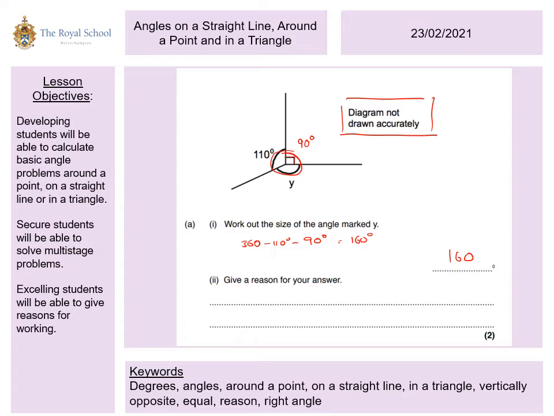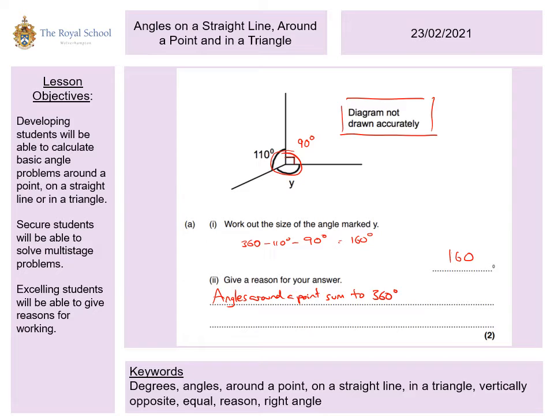Now, in this case, we then need to give the reason, and then we could say that it's angles around a point sum or add to 360 degrees. And that's what we need for this.